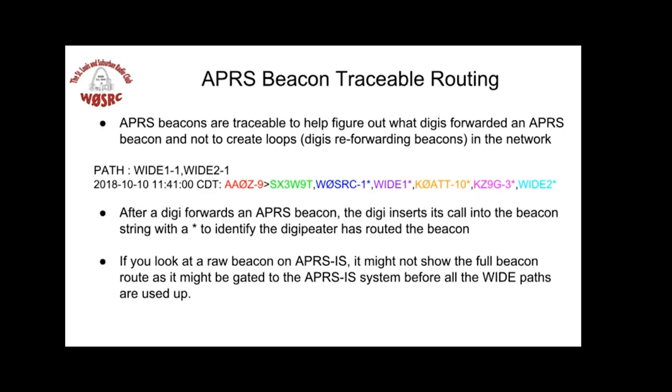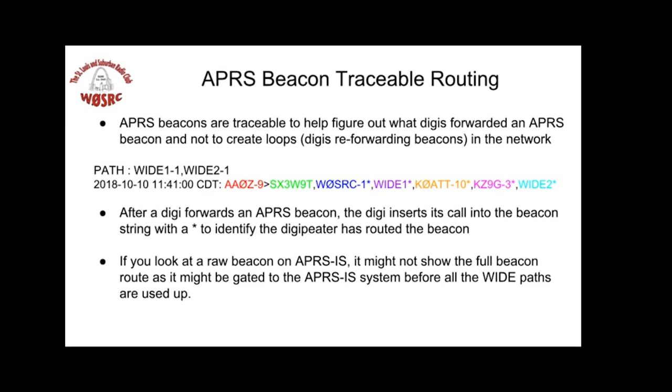AA0Z-9, here's an identifier. So it went through W0SRC. For the first, you can see the asterisk, and the wide 1-1 was used up. Then it got forwarded to K0ATT downtown, and then it got forwarded again in Illinois, KZ-9G, where it stopped because I had used up all of my hops. So that could be a typical path that you would see. After a Digi forwards an APRS beacon, the Digi inserts its call sign into the path to say that it routed that and forwarded that beacon.